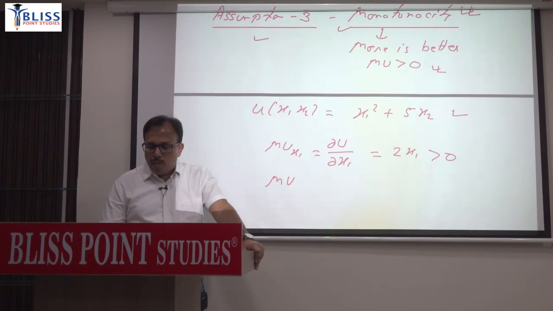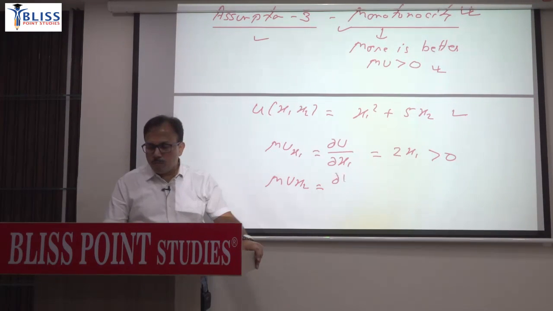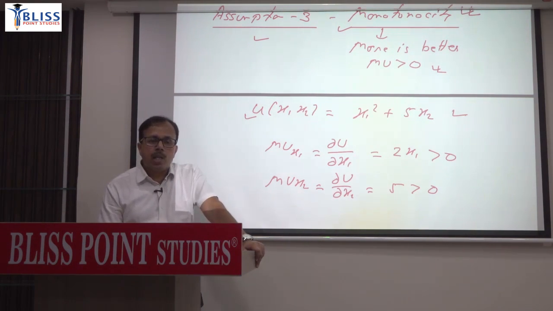Similarly, you calculate marginal utility for good 2, differentiate with respect to x2. In that case, it will be 5. Again, it is positive. So monotonicity is satisfied both for good 1 and good 2. So marginal utility must be positive. But if any function or equation is written there in which the value of marginal utility comes out negative, then monotonicity will not be satisfied there. Clear? So what is the application side of this?